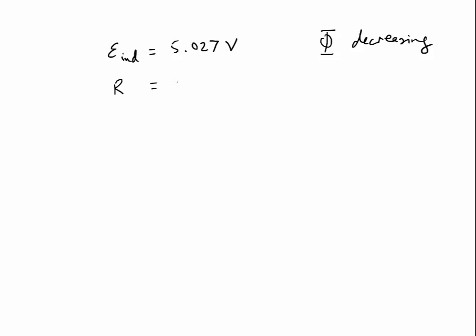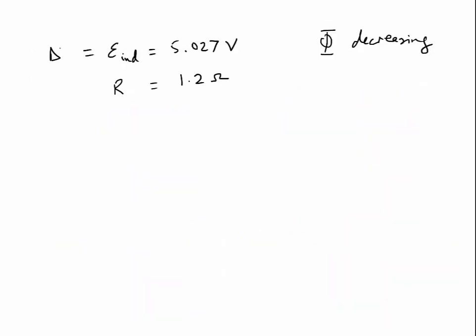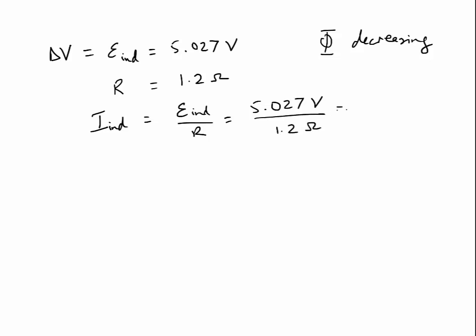And now I know the resistance. It was given to me in the question as 1.2 ohms. Let's confirm that. Go back over here. Yep, 1.2 ohms right here at the top. So epsilon induced is the same as delta V. So I can use Ohm's law to figure out the I induced would simply be epsilon induced divided by R. Delta V over R is current. So in this case, that'll be 5.027 volts over 1.2 ohms, which gives me 4.2 amps. The final answer I can round down to just 2 significant digits. So there is my answer.